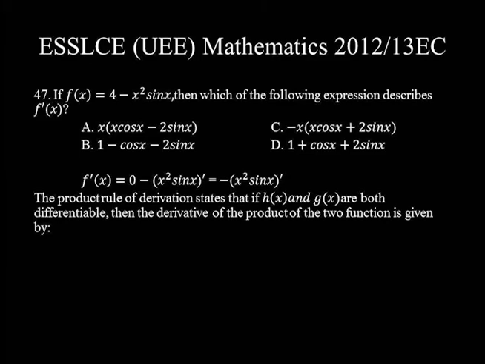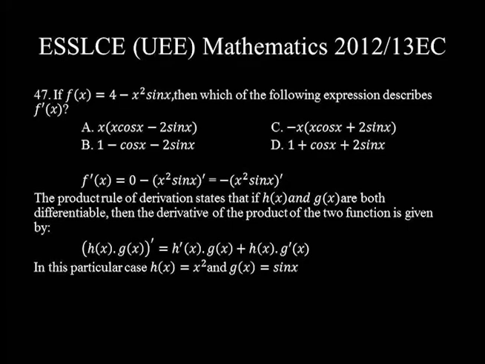The product rule of differentiation states that if h of x and g of x are both differentiable, then the derivative of the product of the two functions is given by the formula: the derivative of h of x times g of x is equal to the derivative of h of x times g of x plus h of x times the derivative of g of x. In this particular case, h of x is equal to x squared and g of x is equal to sine x.